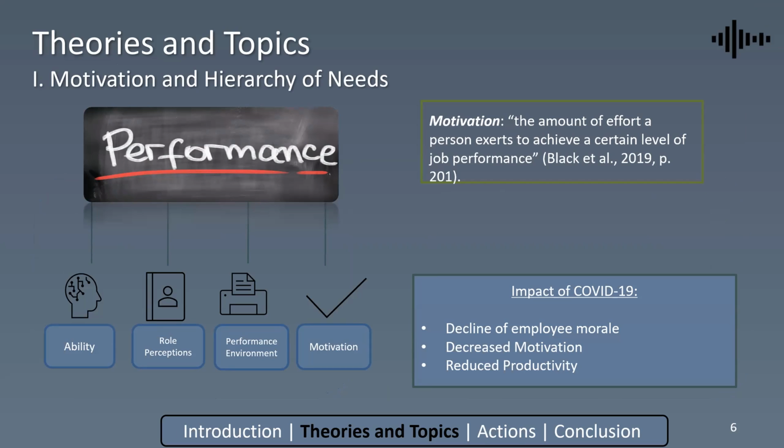A decrease in employee morale from the pandemic, which can specifically be traced back to feelings of isolation and dissatisfaction, has ultimately led to decreased motivation. Potential distractors for those who work from home, such as televisions and food, could also have a negative effect on motivation, which results in lower productivity and performance.